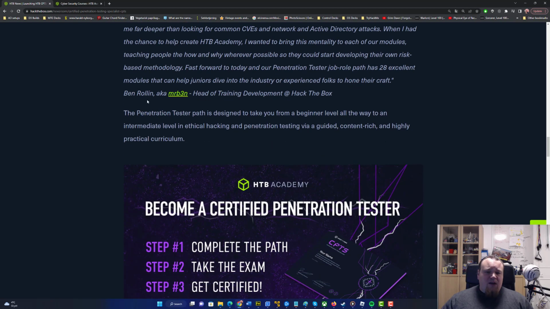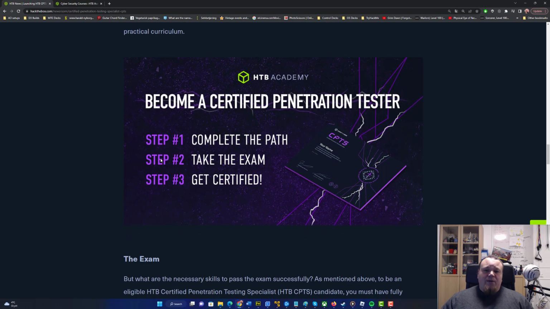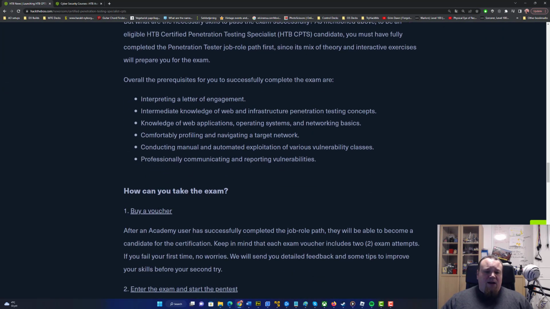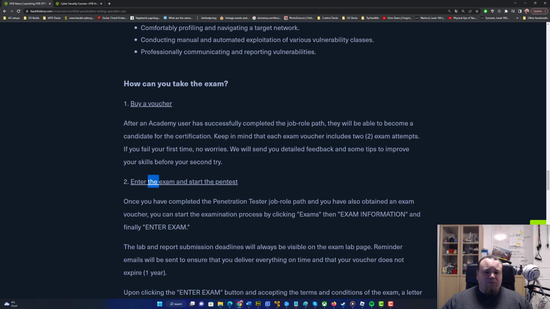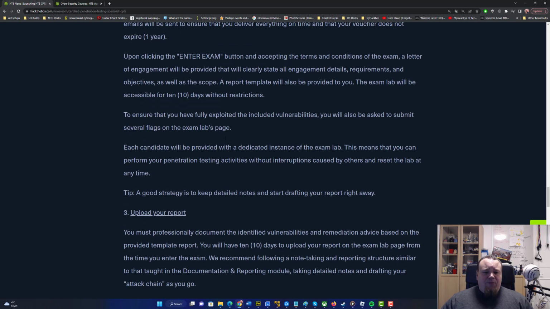When you take the penetration tester path, it is designed to take you from a beginner's level all the way to intermediate level in ethical hacking and pen testing, via a guided, context-rich, and highly practical curriculum. So it's like, step one, complete the path. Step two, take the exam. Step three, get certified. And is there a buy a voucher into the exam and start pen testing?